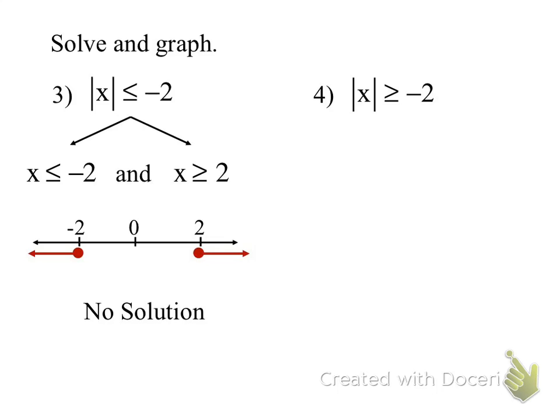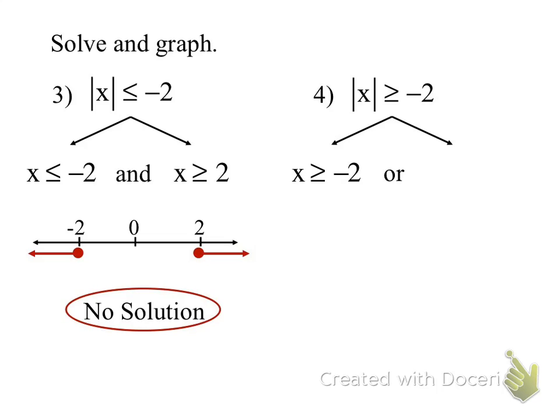Okay, next. Let's try the next one. Can absolute value be bigger than negative 2? So that we're going to have some solutions. Can absolute value be equal to negative 2? No, but the other end proves correct. Okay, so I split it. X is greater than or equal to negative 2. And then or x is less than or equal to the positive, the opposite.